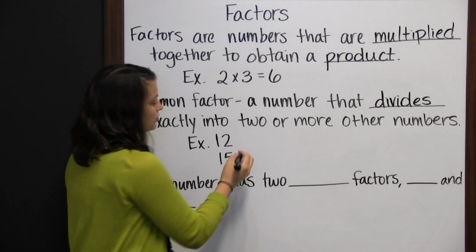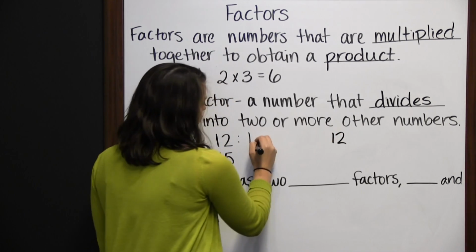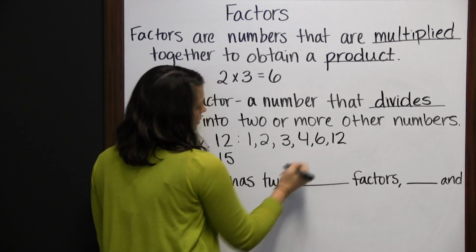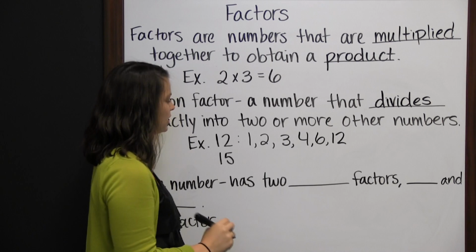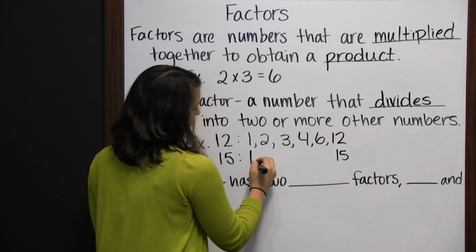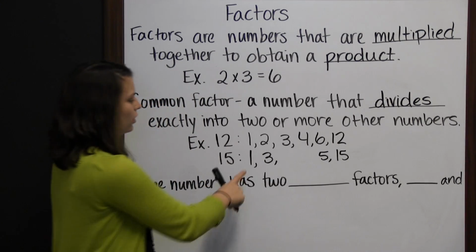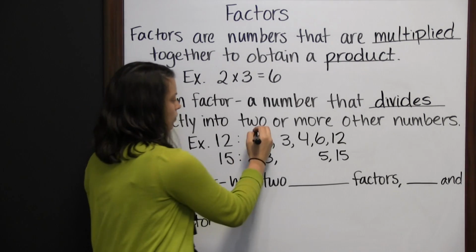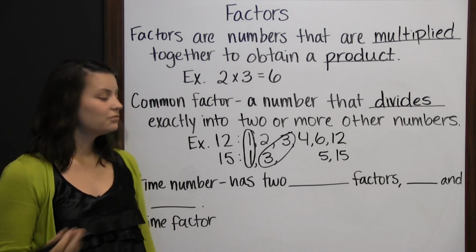For example, the factors of 12 are 1 times 12, 2 times 6, and 3 times 4. So the factors of 12 are 1, 2, 3, 4, 6, and 12. The factors of 15 are 1 times 15 and 3 times 5. So the factors of 15 are 1, 3, 5, and 15. The common factors are 1 and 3. Those are the factors they have in common.